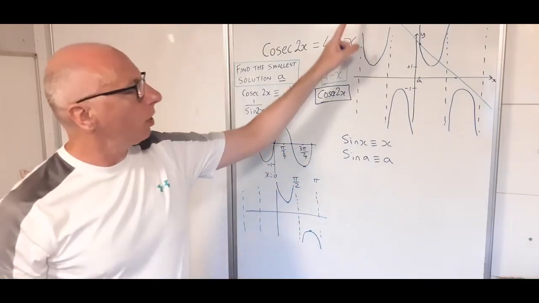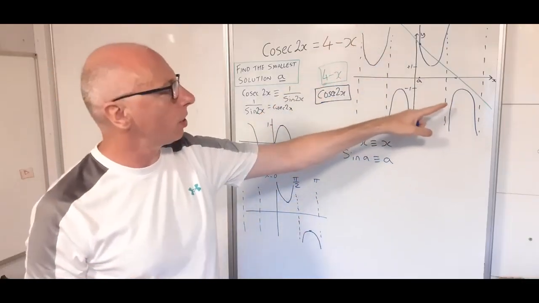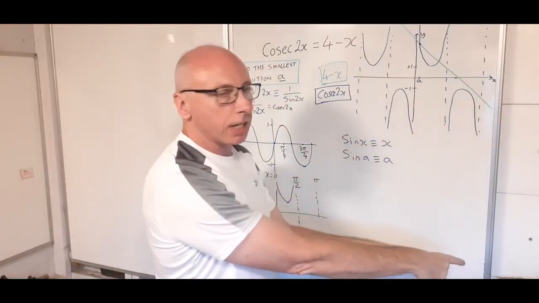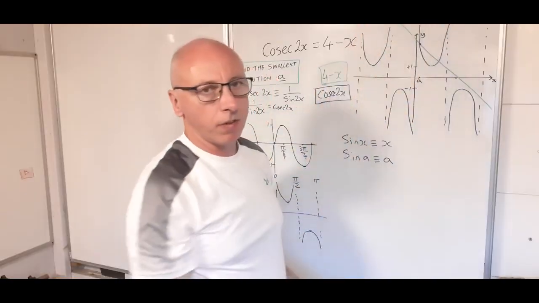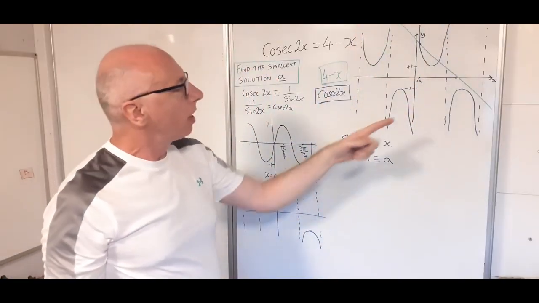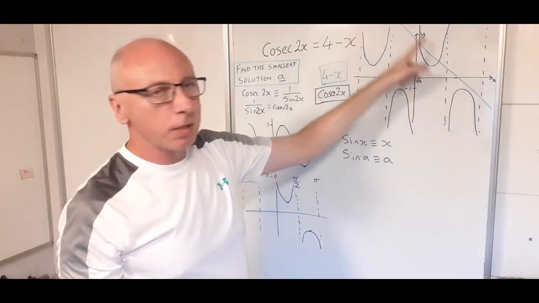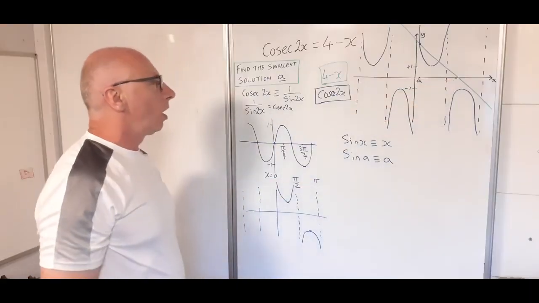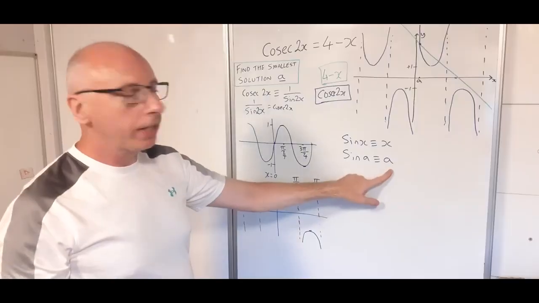Now we know, if we look at this graph, there's going to be infinite solutions because this will be repeated forever along here, and these lines will go down to negative infinity. Here we'll go up to positive infinity. So those lines will go on forever. So 4 minus x will intersect this particular graph at infinite places.